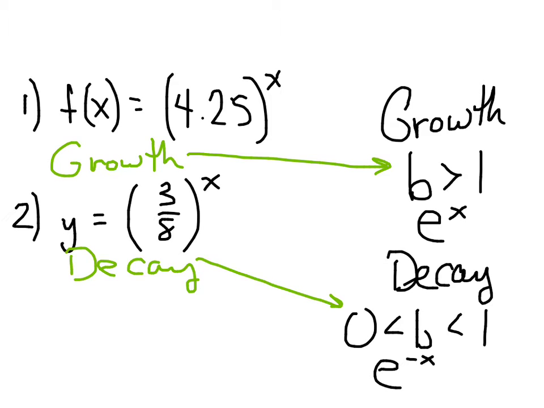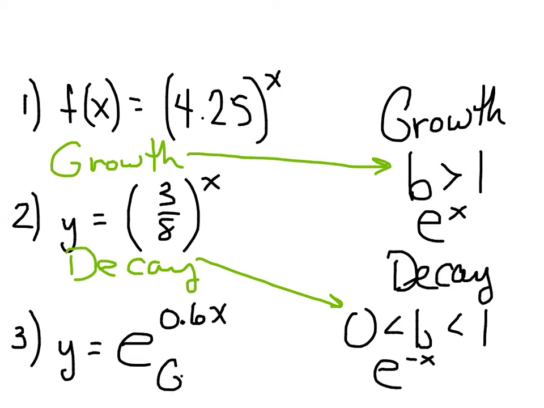So number 3 says y equals e to the 0.6x. Is that growth or decay? Growth. Why? It's a positive exponent. That's it.